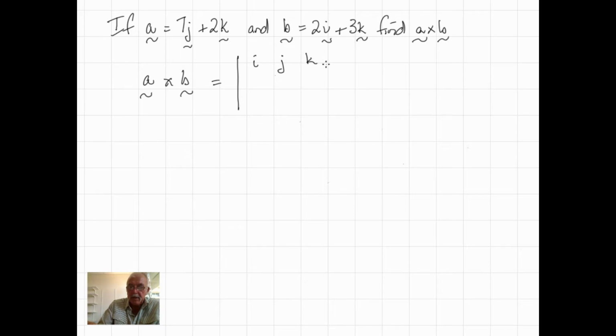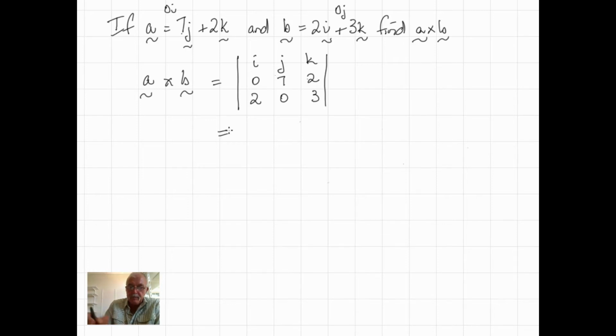I, J and K as its first row. Then it's got the components of the first vector. Now the first vector, we've got no I, so it's like 0 I. So it'll be 0, 7 and 2. And the last row is the components of the second vector. Now we've got 2 and we've got 0J there, so it'll be 2, 0, 3. Alright, so we want the determinant of that matrix.